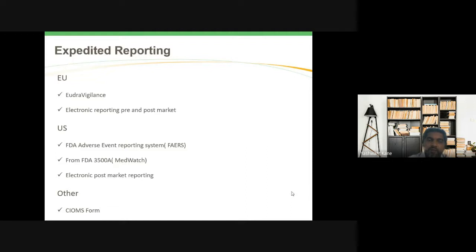They also have the electronic post-marketing reporting, through which the pharmaceutical company sends out their expedited reports to the FDA. Another format is also the COMS format, wherein companies can report to the health authorities. In India, we have the DCGI, who have a reporting line as well as email IDs and toll-free numbers, and it's very easy to report any adverse event even to the DCGI.